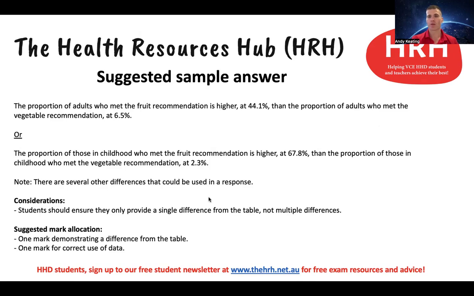There are obviously lots of other ways you could talk about some of these differences, but you can see the data has been incorporated into each of those sentences in the suggested answers, and it also mentions who is higher and lower in those particular categories when referring to either adults or childhood. You should only provide a single difference from the table, not multiple differences, because that's what the question is asking. And then you get a mark for demonstrating the difference and a mark for correct use of data. So that's pretty straightforward, I think.